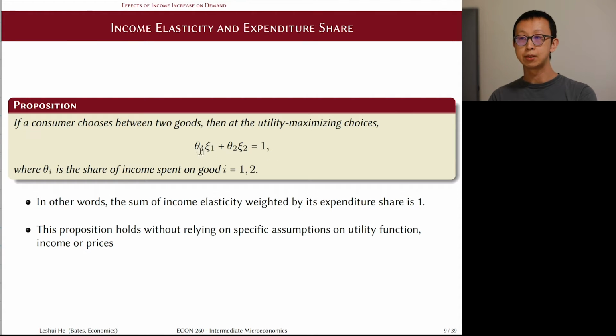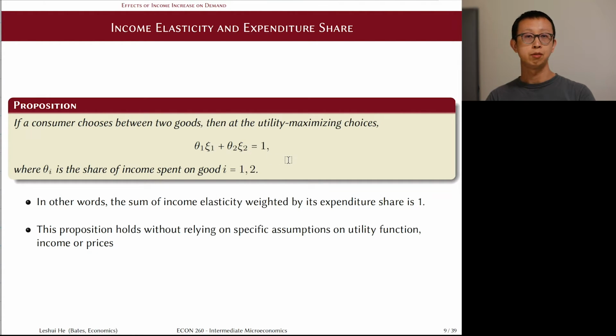So what are these weights, theta 1 and theta 2? Well, they have very intuitive interpretations. They are just the share of income or budget spent on good 1 and good 2 respectively. So if a consumer spends 20% of the budget on good 1 and 80% of the budget on good 2, then theta 1 will be 0.2 and theta 2 will be 0.8. These two weights will add up to 1 by themselves, but the expression here says something different. It says that the sum of the income elasticities of demand weighted by their expenditure shares will be 1.